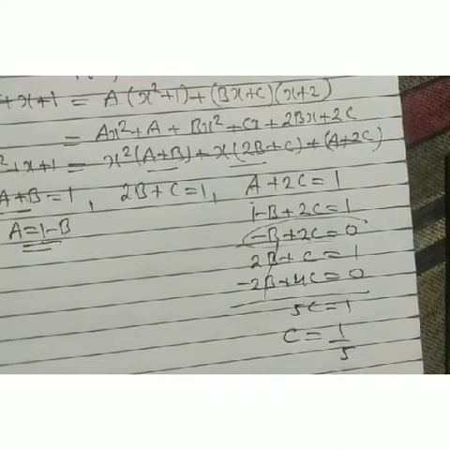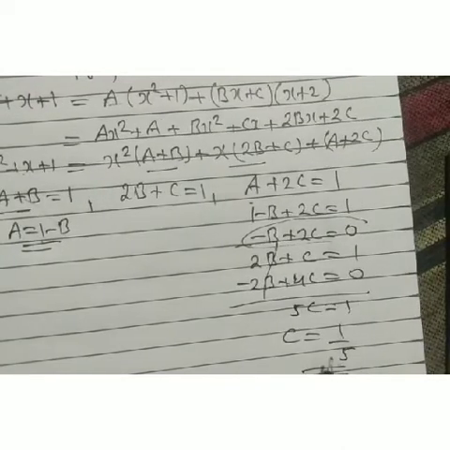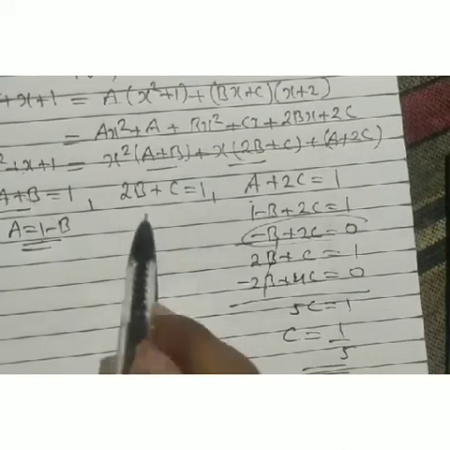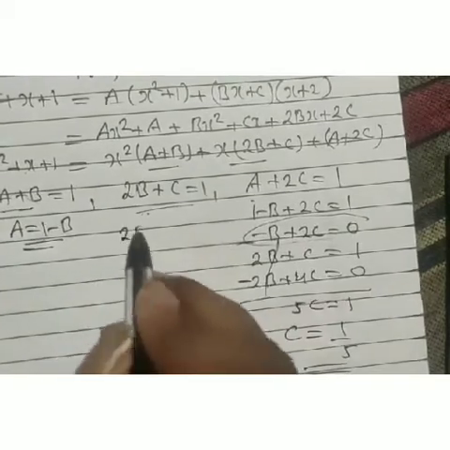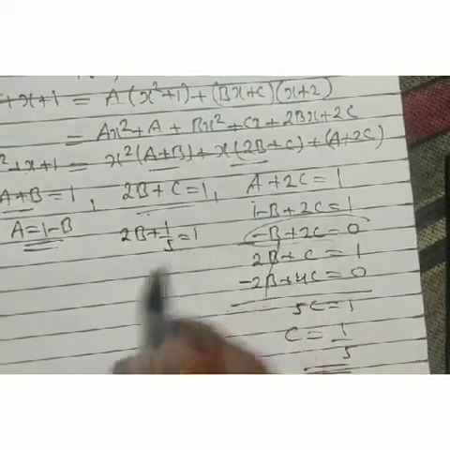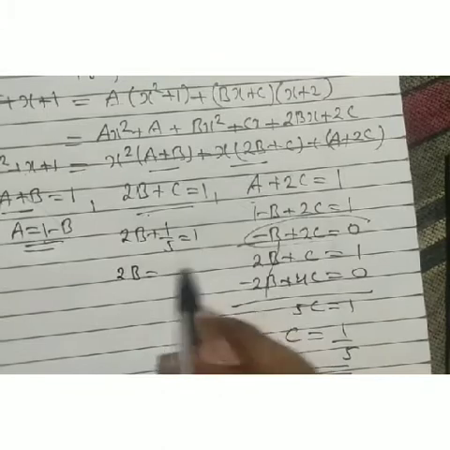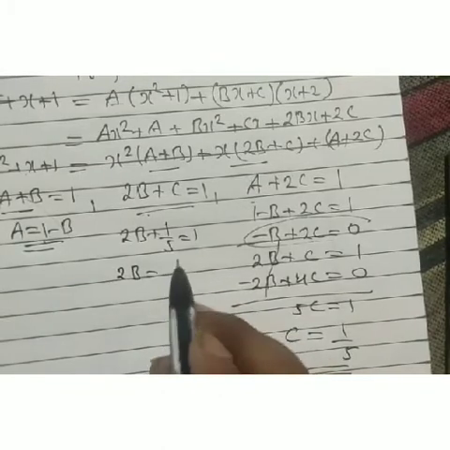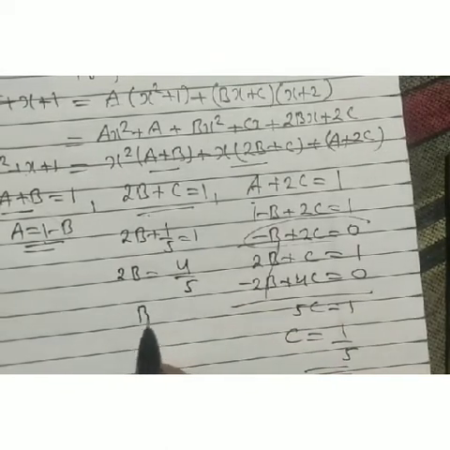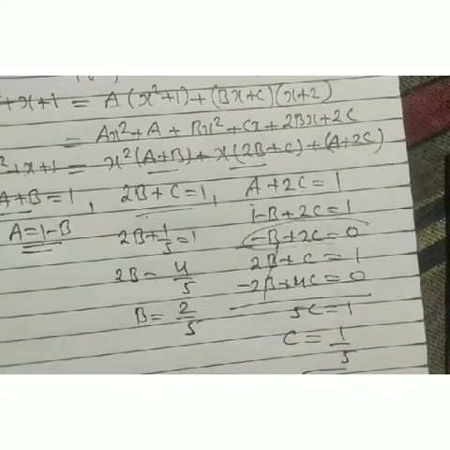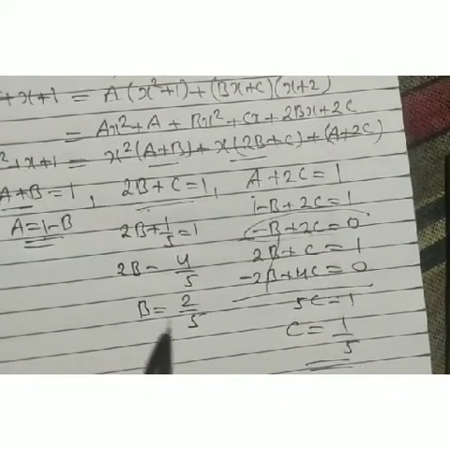We get the value of c is 1 by 5. Putting it here, 2b plus 1 by 5 equals 1. Then 2b is equal to 1 minus 1 by 5, which is 4 by 5. Then the value of b is 2 by 5.